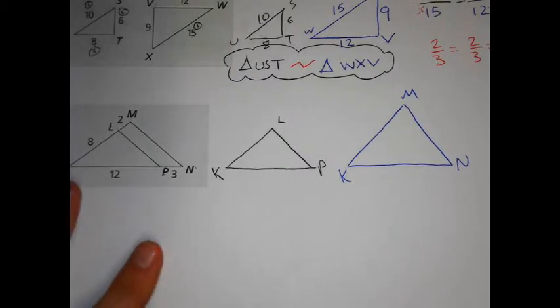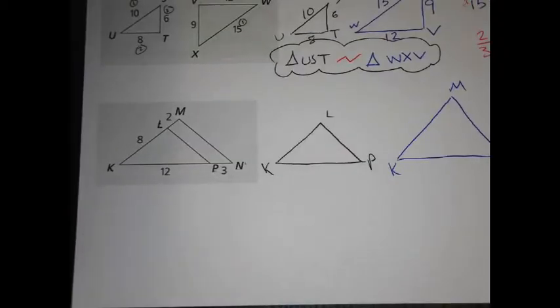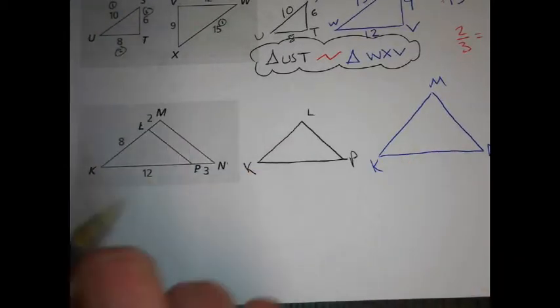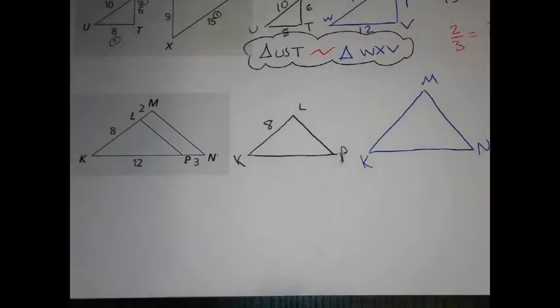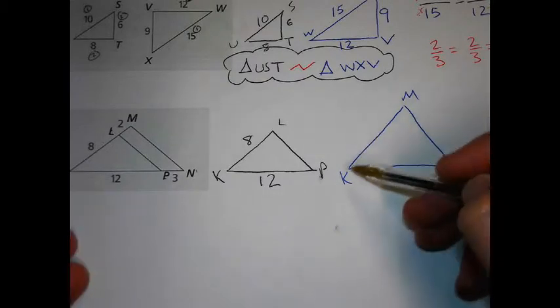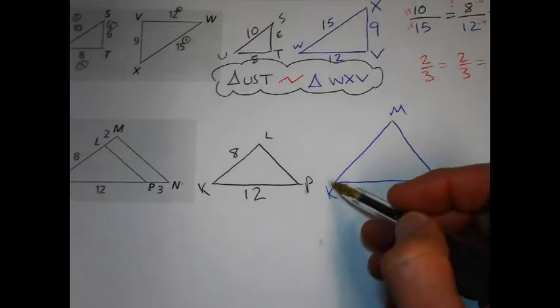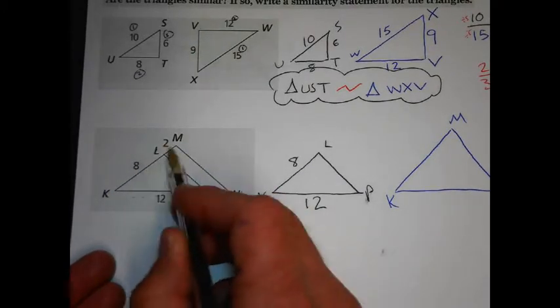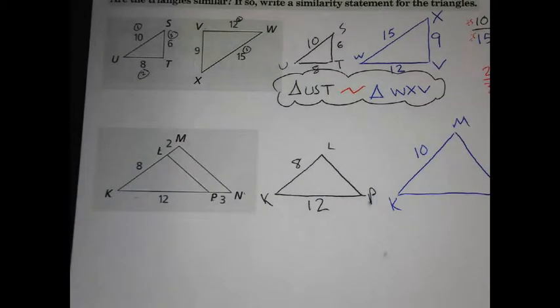So now what we have to do is let's take a look at what we know. In triangle KLP, I have K to L. I know that distance is 8. K to P is 12. So what does that tell me in triangle KMN? Well, how far is it from K to M? Well, look, from K to M is 8 and 2. So 8 and 2 is 10. So the total here is 10.